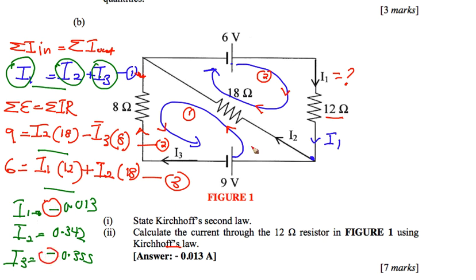If you look at the direction of I1 downward, and you have a negative value, meaning the direction is wrong; it must be the opposite direction, upward. The same process applies for the I3 direction to the right. So this is the wrong direction. I3 is to the left, not to the right. And the question asks you to calculate the current through the 12 ohm resistor, meaning I1. So this is the final answer for question number B2. Thank you.